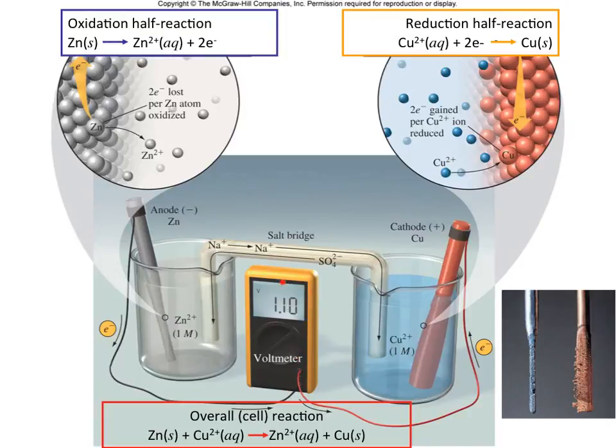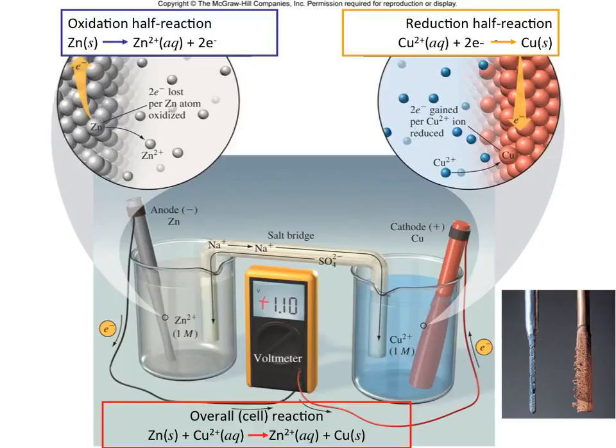Now you can see that the potential difference is positive 1.10, so it is positive, which means that it is a spontaneous reaction. And we said before that all of these galvanic and voltaic cells are spontaneous reactions. Here, in our overall cell reaction, we get that from our two half reactions. We know that zinc is being oxidized, it's losing its electrons, so there's our half reaction. And copper is being reduced, so it's picking up those two electrons. If our electrons are already balanced, our overall cell reaction will be this.